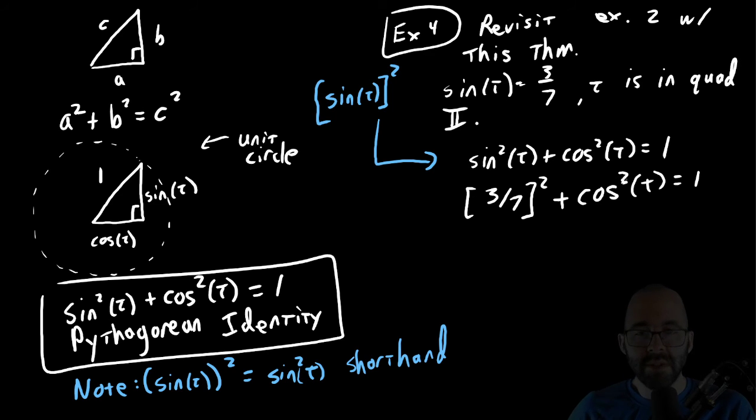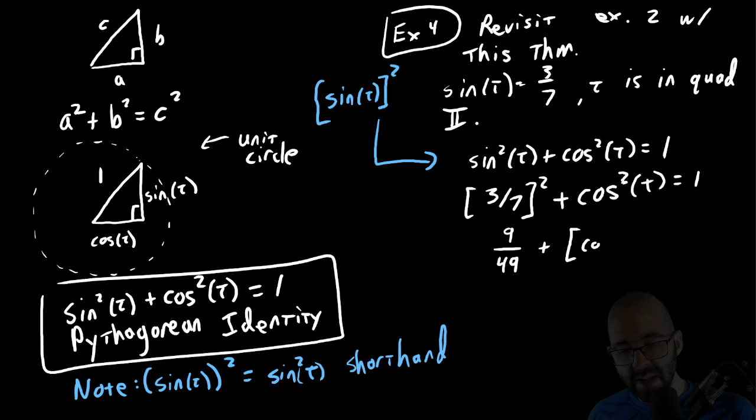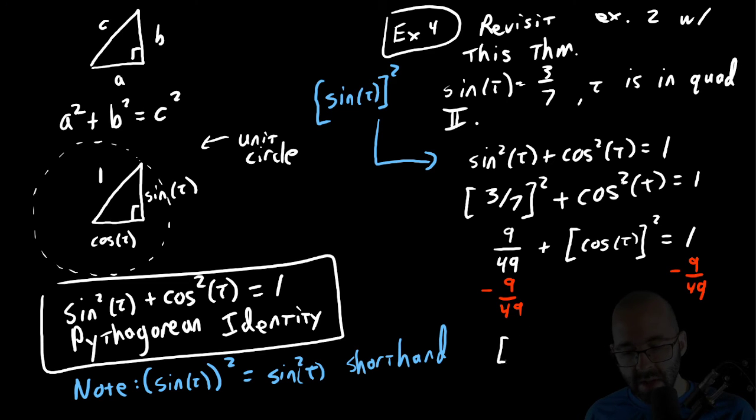So if we want to find cosine of t, let's just solve for cosine of t. Let's get the cosine of t by itself and solve. If we square 3/7, we square the numerator, we square the denominator. And again, remember, this is the same as cosine of t squared. We need to get everything together, so let's subtract 9/49 from both sides. That's going to leave us with cosine of t squared equals, let's rewrite 1 as 49/49, and then we're subtracting 9/49.